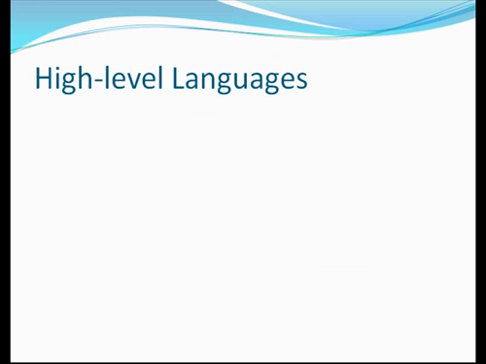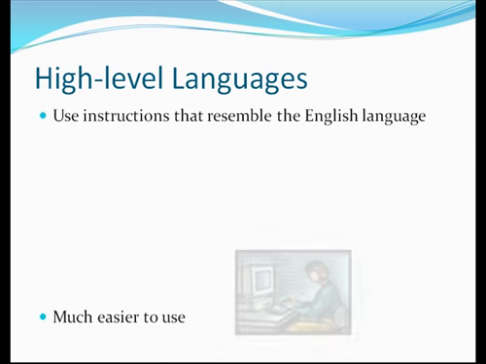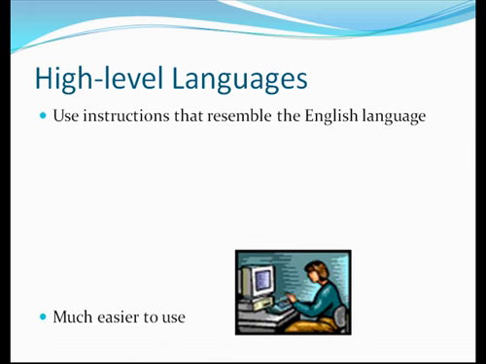High-level languages represent the next major development in programming languages. High-level languages are a vast improvement over machine and assembly languages because they allow the programmer to use instructions that more closely resemble the English language. This makes these languages so much easier to use. Here's an example of an instruction written in a high-level language.